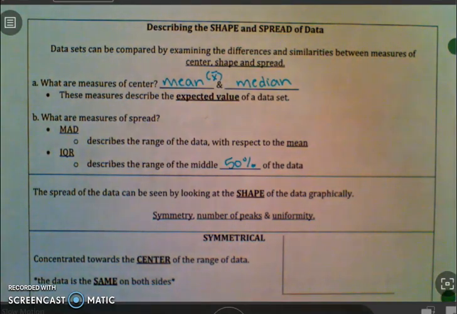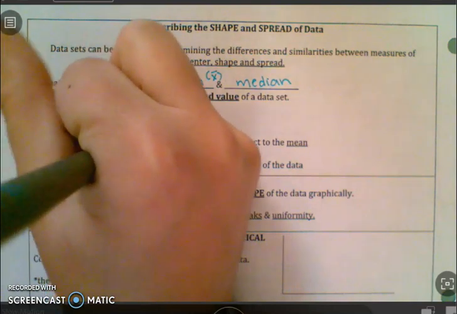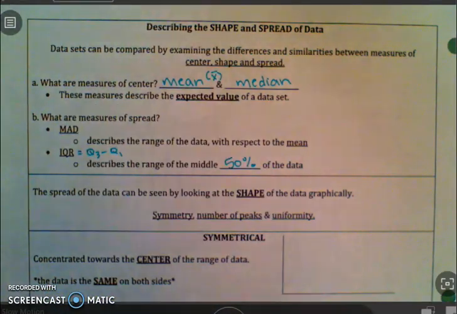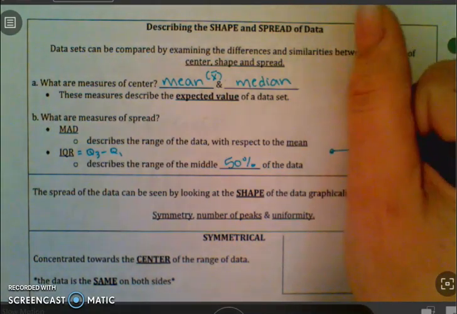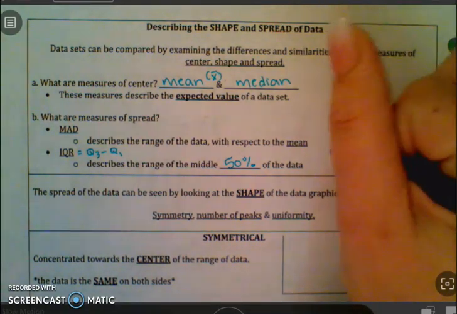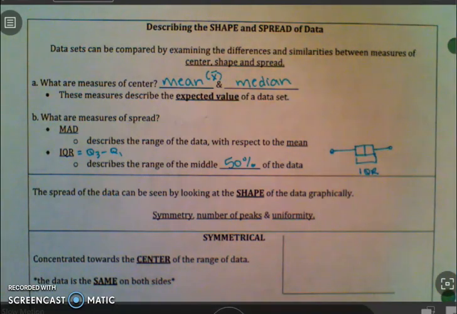So the IQR is the middle 50%, that's the box of your box and whisker plot. So remember, IQR is the Q3 minus the Q1. And like we just said, if you have a box and whisker plot, this right here, the box is the IQR. The shape of the data can be seen by looking at the shape of the data graphically: symmetry, number of peaks, and uniformity.